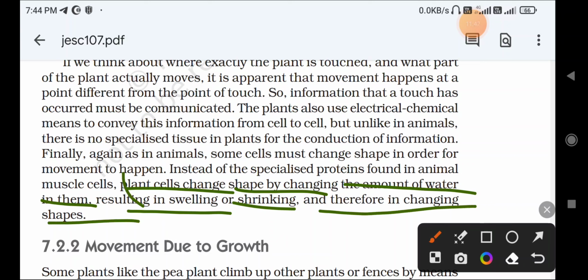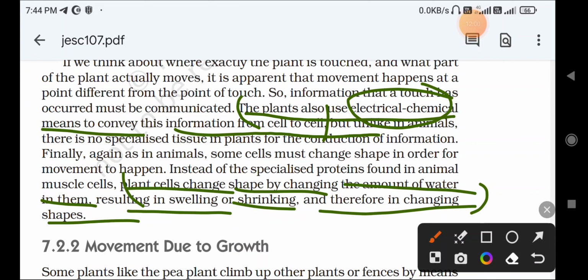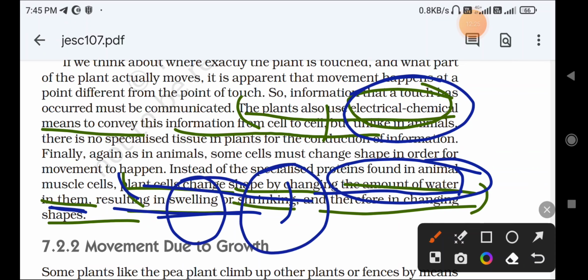This question is also very important from this paragraph. Two questions will come. One is how they convey the message. The plants use electrochemical means to convey the information from cell to cell. This is the answer. Which method? Electrochemical method. Another important question: how do plant cells change their shape? The plant cells change their shape by changing the amount of water in them, resulting in swelling or shrinking. Very important point. So these are the two very important points.